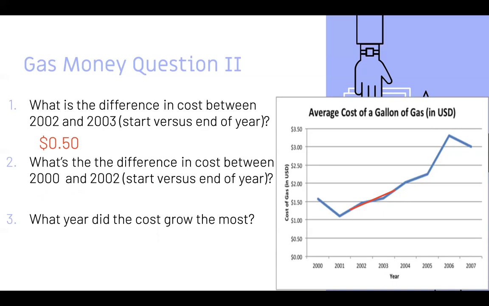Oh, sorry. What's the difference in cost between 2000 and 2002? Well, at 2000, it was about $1.50, and in 2002, it was about $1.50. So it decreased, a negative value of 0.05, 5 cents. What year did it grow the most? And we can see that year is from 2006, that increase in that year.